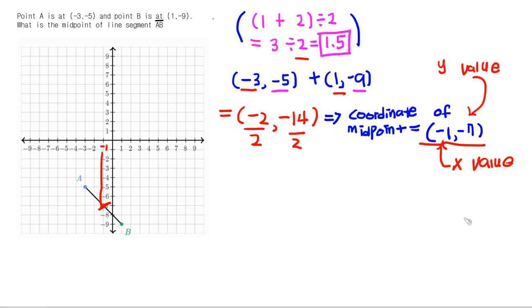So in the next video, I'm going to talk about the second example of finding the midpoint of line segments on the graph.